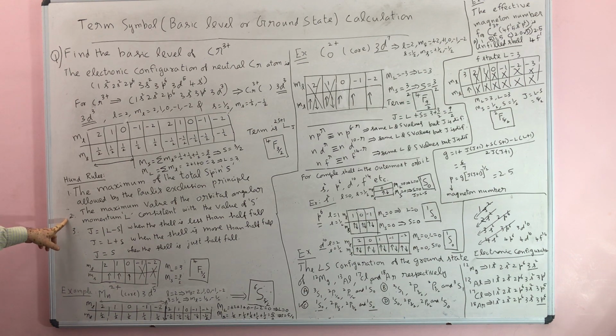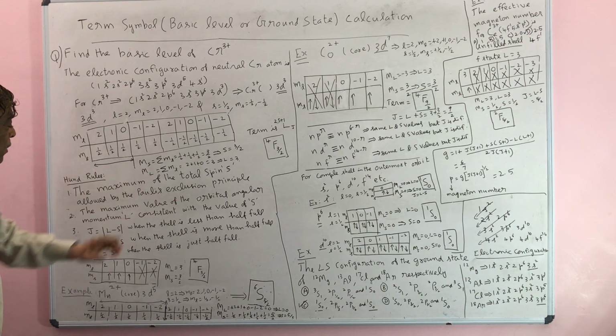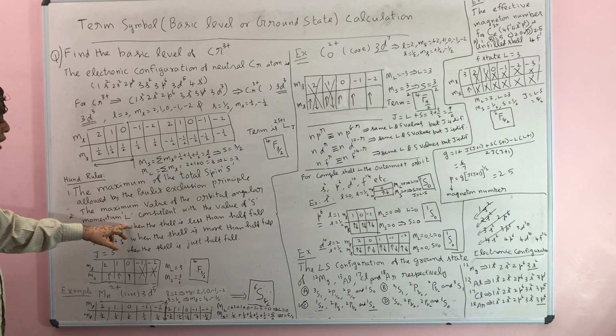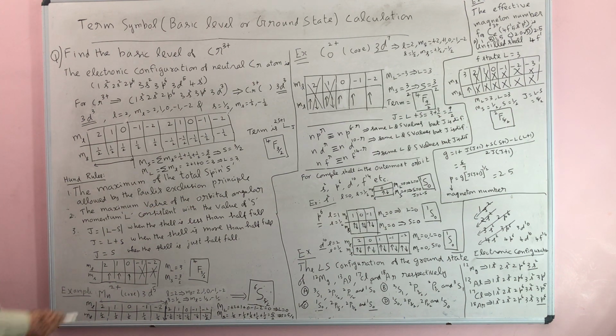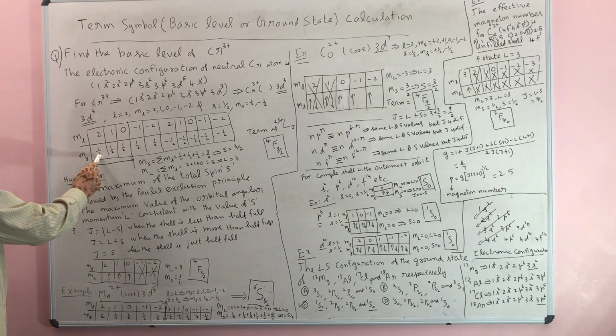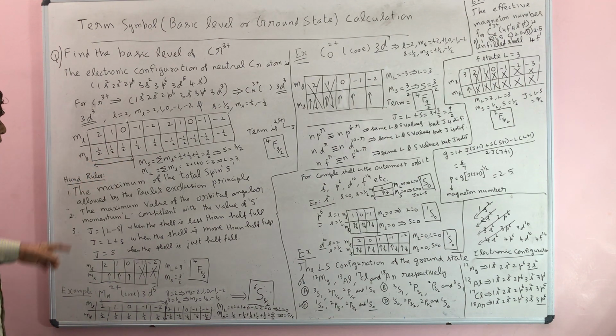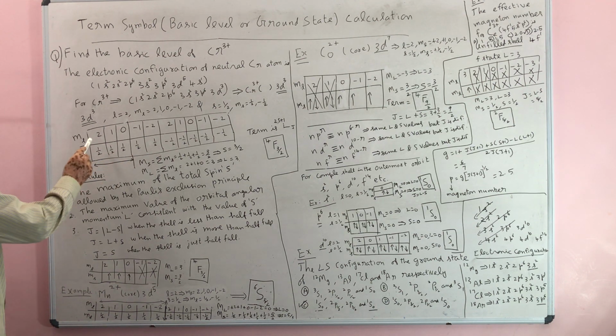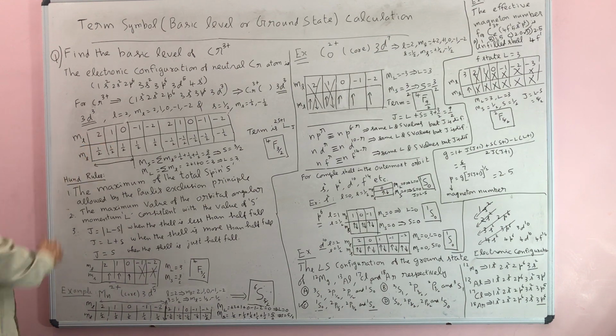But the second rule is the maximum value of the orbital angular momentum L consistent with this value of S. So L must also be maximum, consistent with this. If you choose S equal to 3 by 2, the maximum L is possible only if you choose 2 plus 1 plus 0.